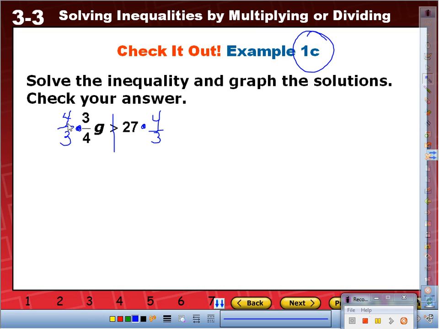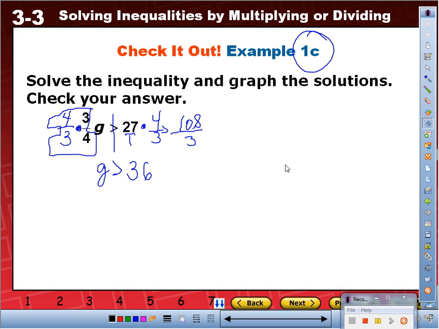And let me show you why. What is 4 times 3? 12. What is 3 times 4? 12. What is 12 over 12? 1. That's why we multiply times the reciprocal. So 1 times G is G greater than, check this out. This becomes 27 times 4. 20 times 4, that's 80. 7 times 4, that's 28. So this is 108 divided by 3. And if we do the division, this is 36. Okay, let's graph this.